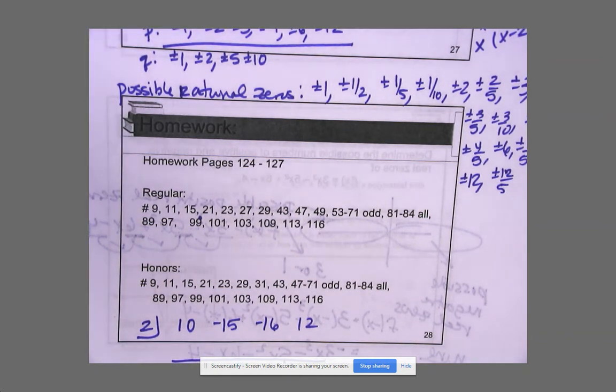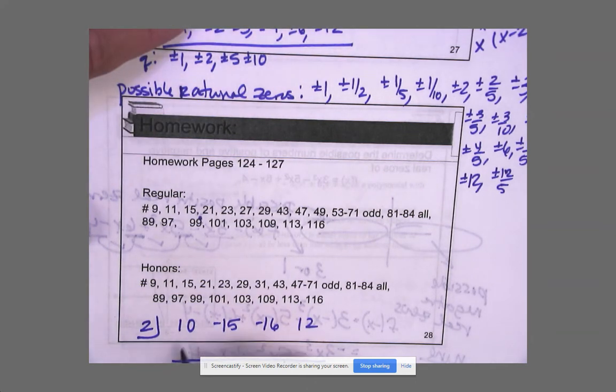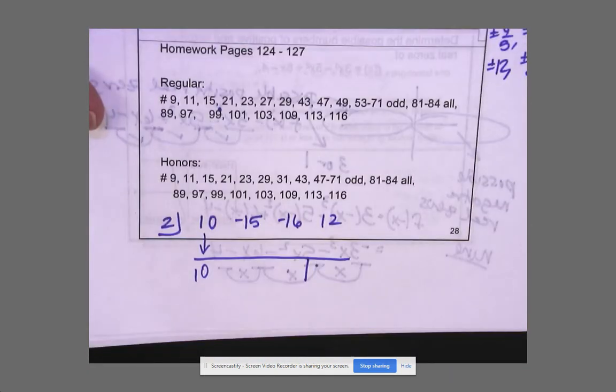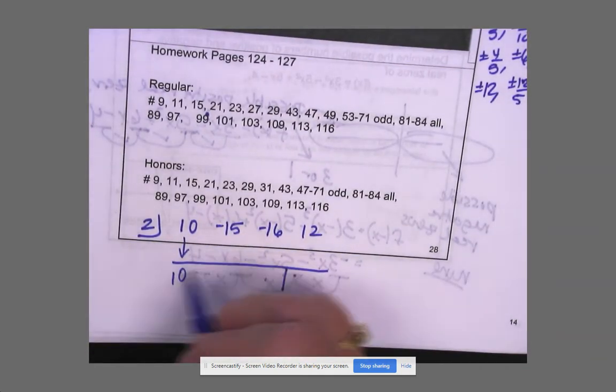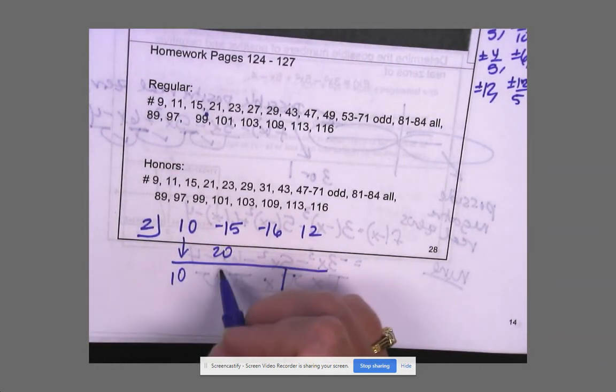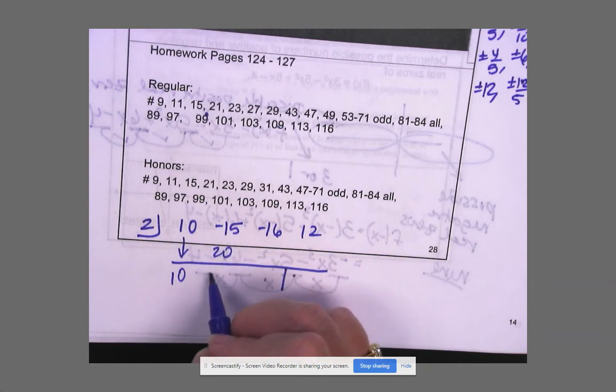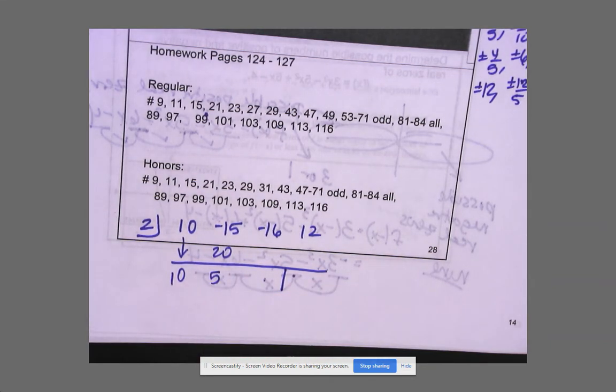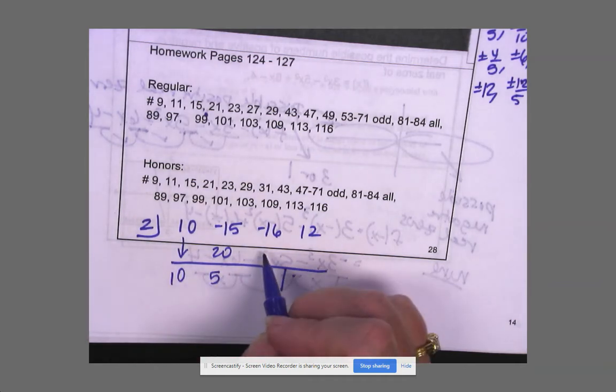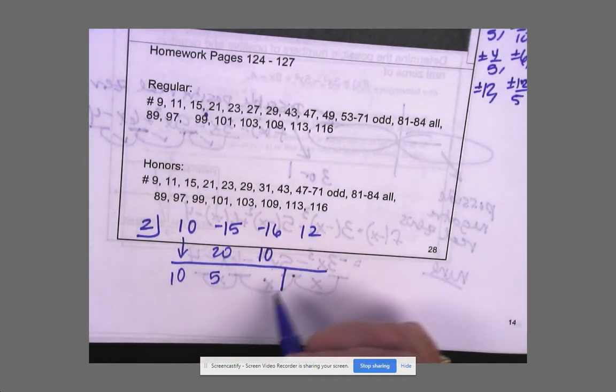Because we've already kind of divided that. And so this would be the remaining factor. If I took the x and I divided it, this is what you would get. So now what are you going to do? How do you do synthetic with this? You drop the 10. And then what is 2 times 10? 20. Add those together. You get what? 5. And then what do you want to do? 2 times 5, 10, -6.